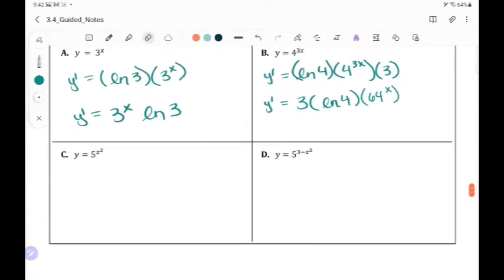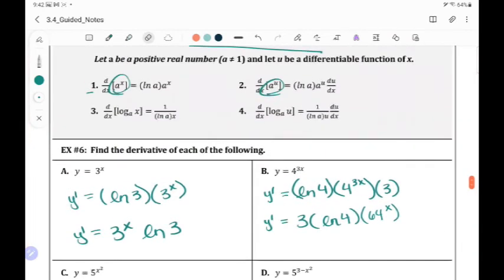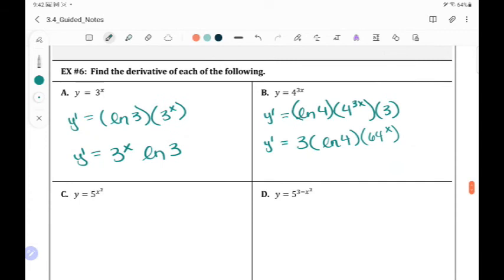Now, moving on, y equals 5 to the x squared. This is still this same type that we have here in number 2, so we're just going to do the same thing. Y prime equals the natural log of a, which happens to be 5, times the u, which is 5 to the x squared. I forgot the 5. I started to write x squared. 5, that looks like an x2, x squared, sorry, times the derivative of x squared, which is 2x. And so we can simplify this.